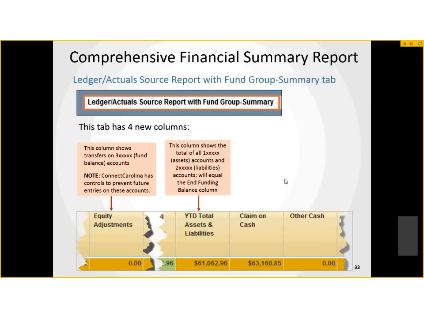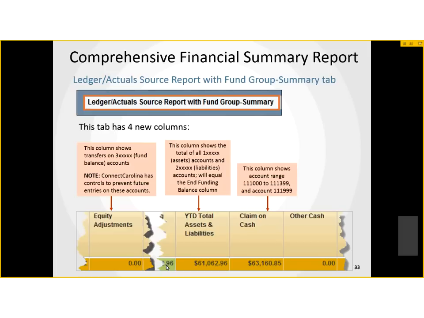We now have the year-to-date total assets and liabilities column. This is totaling all of your asset accounts, those are accounts that begin with 1, and all of your liability accounts, accounts that begin with 2. So they're adding the 1s and the 2s. The amount that you see here, in this example $61,062.96, will match to the penny the amount that you see in the ending fund balance column, which is this little green one that's been cut off. They're side by side on the report, and those amounts will match to the penny. It's due to the nature of how we have balancing accounts now with this accrual accounting system that we have.